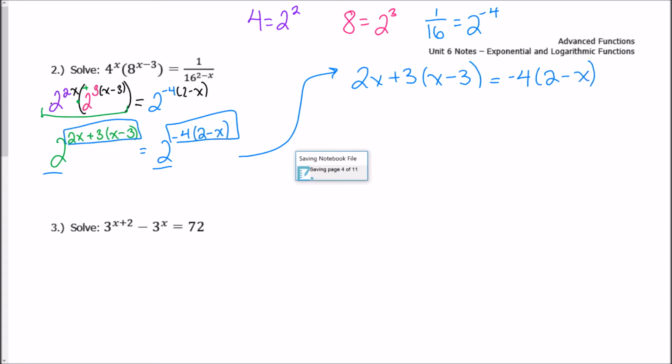And the reason why we do this is we're trying to get to a point where we have a linear equation. Once we have a linear equation, it's super easy to solve. Once we get to this point, the rest is not so difficult.